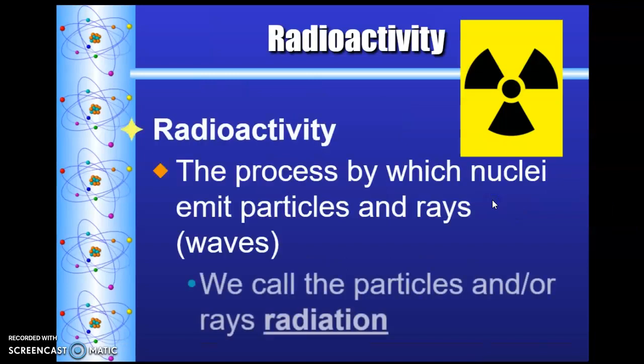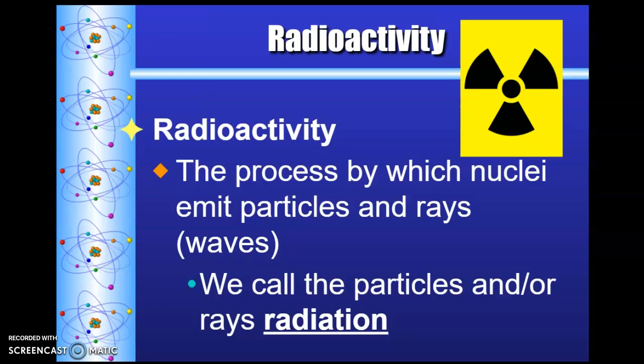So let's look at radioactivity. Radioactivity, by definition, is the process by which nuclei emit particles and rays. Okay, so particles, it can travel as a wave, whatever that may be. But that's what happens, all right? And the symbol up here on the right, you've probably seen it before watching movies or in documentaries of some sort. That is the symbol for radioactivity.